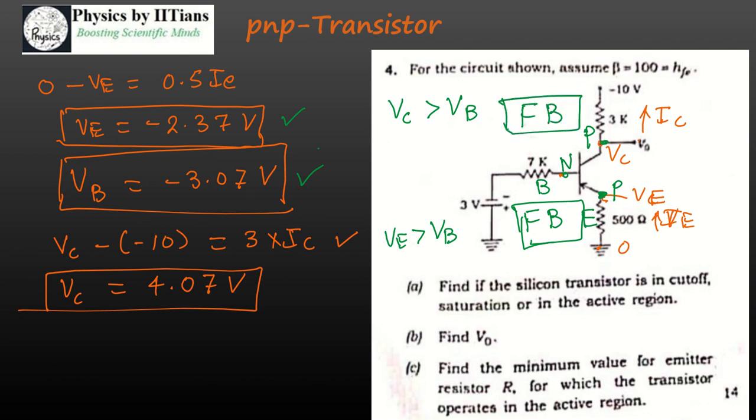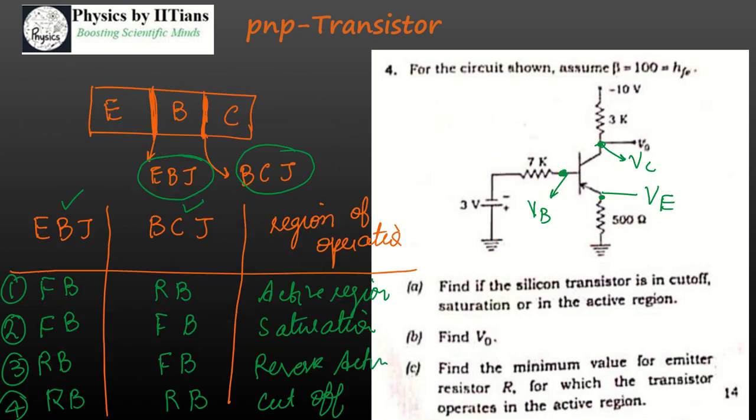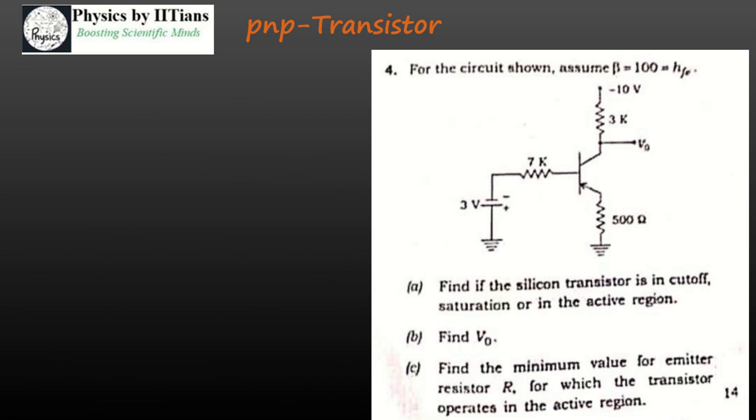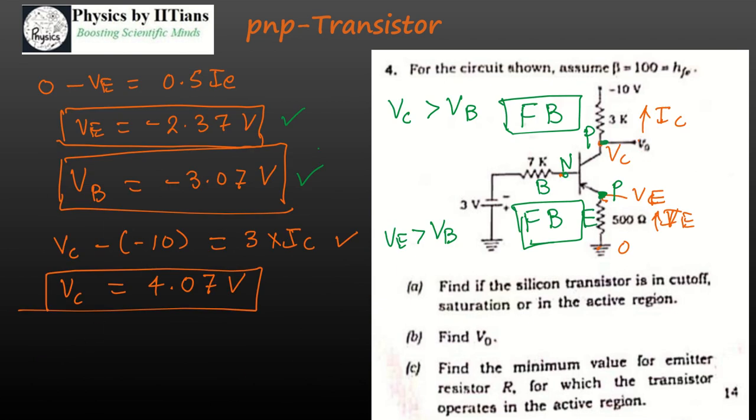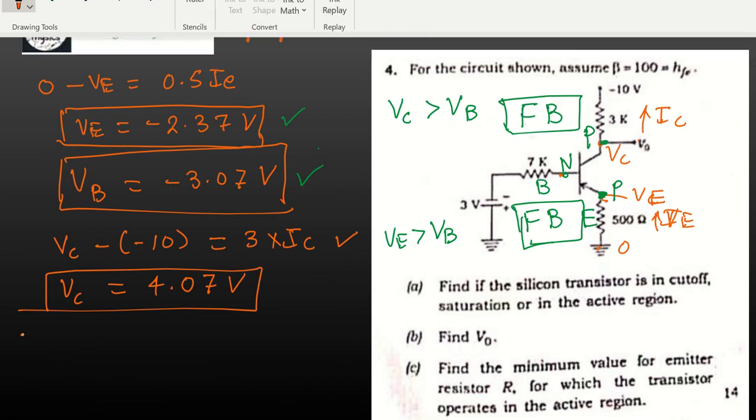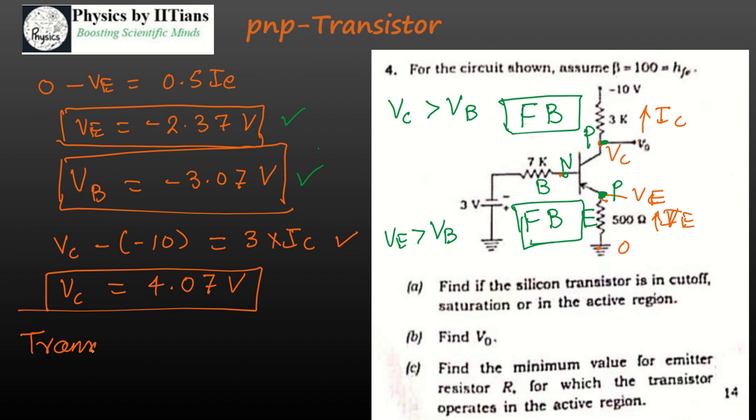So both the junctions are forward biased, and that indicates, let's go to the table again if we have forgotten that. If both the junctions are in the forward bias condition, we say that the transistor is operating in the saturation region. So we can directly say from here that the transistor is operating in the saturation region.